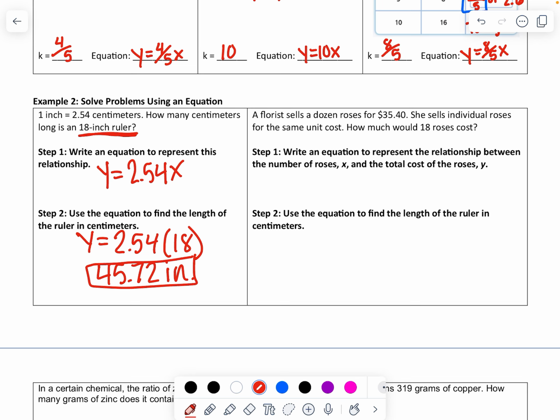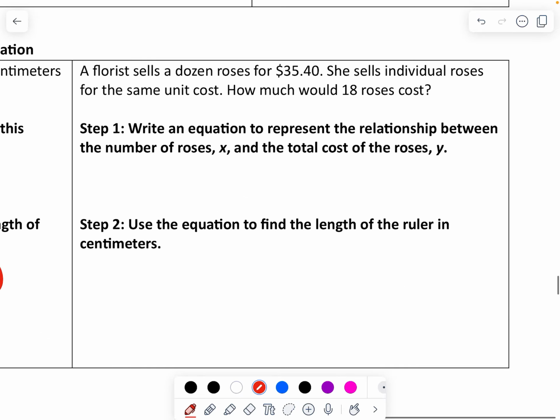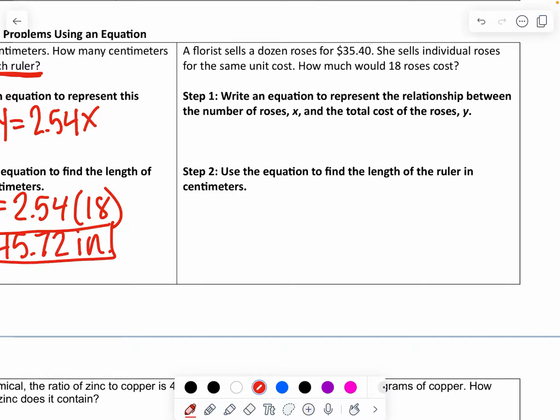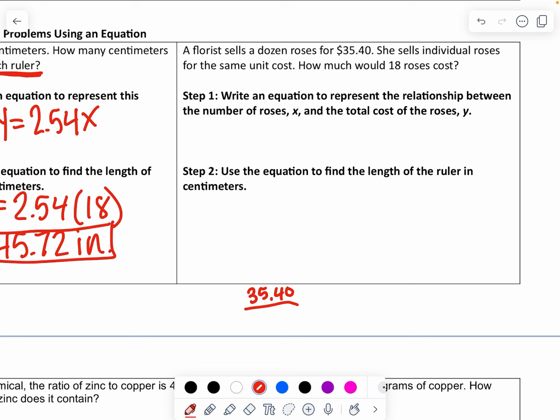All right, on this next one, it says a florist sells a dozen roses for $35.40. She sells individual roses for the same unit cost. How much would 18 roses cost? Write an equation to represent the relationship between the number of roses x and the total cost of the roses y. This is very similar to if you were setting up a ratio table. We'd do $35.40 over 12, because that's how much it costs for a dozen roses. We'd want to figure out how much 1 rose costs, and then how much 18 roses cost.